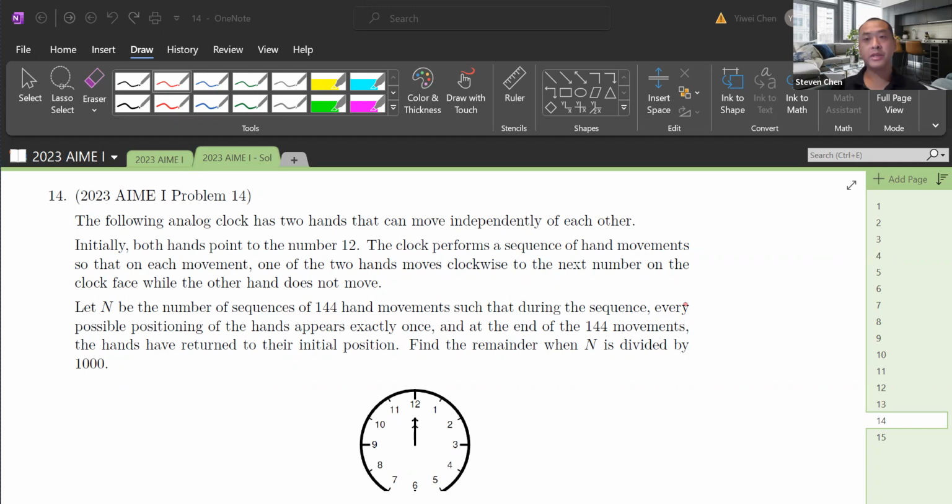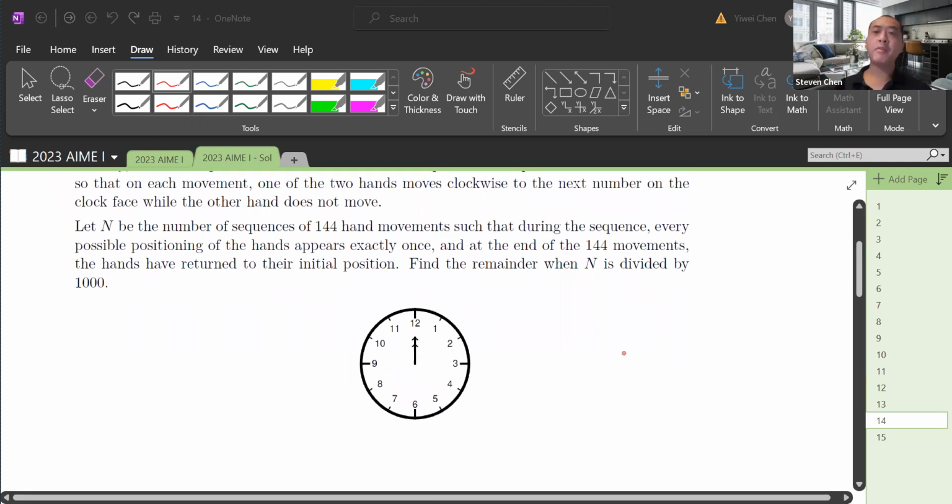So the ideal sequence of movements is that after 144 movements, on the analog clock, there will be 144 different positions of these two hands, right? So you want to go through all these different positions without staying at the same position two or even more times, right? We call such a sequence of movements a feasible sequence. And after the last movement, you want to go back to their original positions. That is, both hands point towards 12. So how many such feasible sequences do we have?